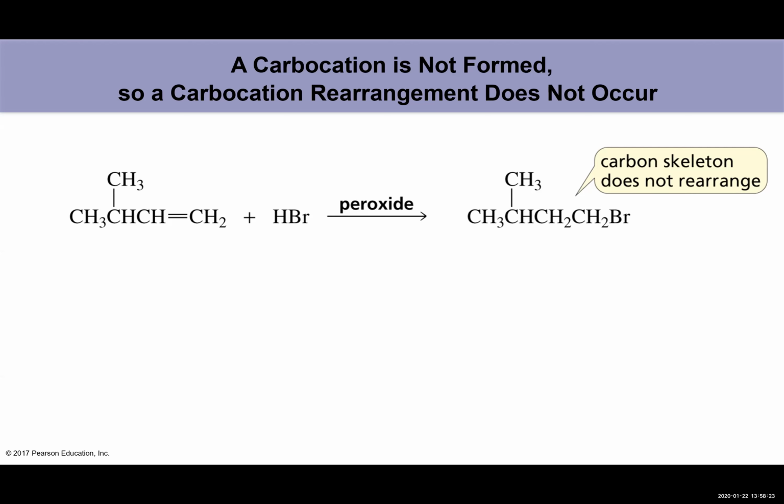So that's different. With the peroxide, because you form a secondary radical, it turns out there's no rearrangement from secondary radicals. They're not as unstable as carbocations, and so there's no rearrangement.